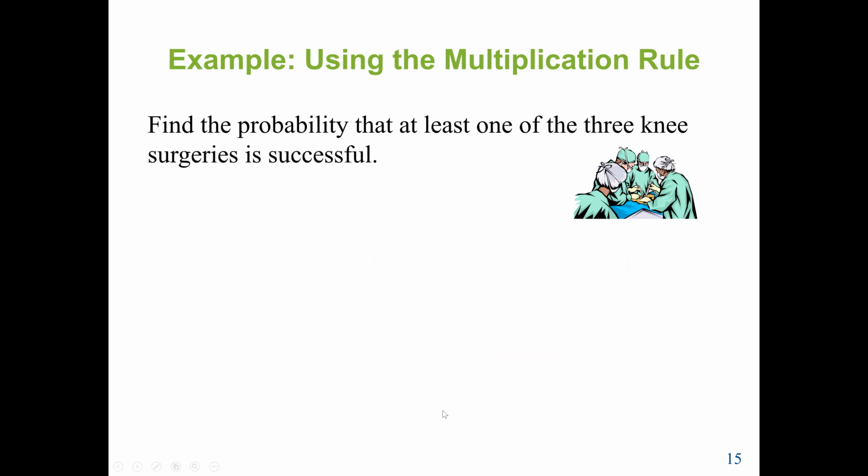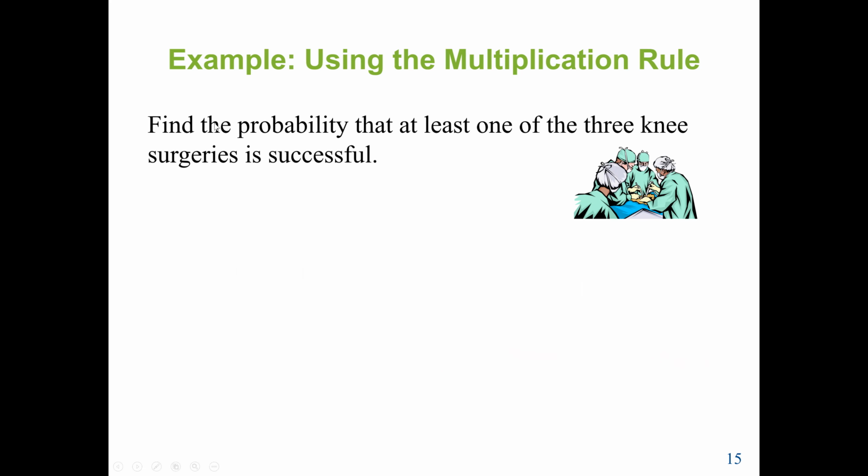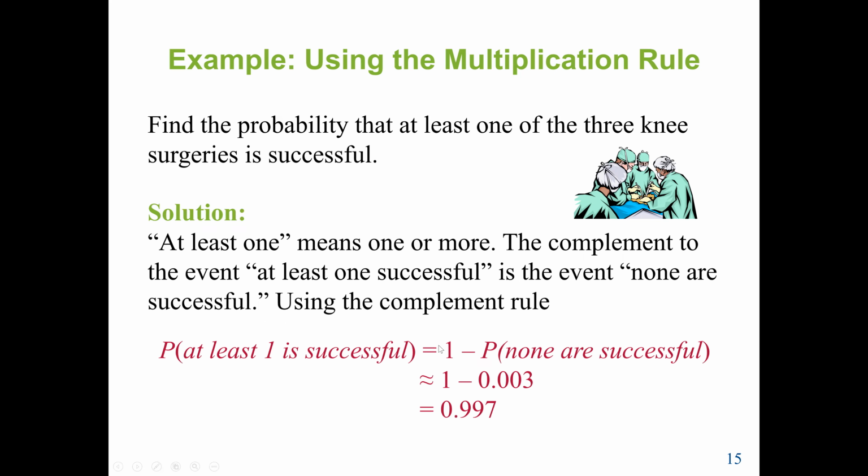Sorry, one more slide down. Yeah, so here we say the probability that none of the three surgeries is successful. The success is 0.85, so not successful will be 0.15, and there are three, so that gives us 0.003. So to find the probability that at least one of the three knee surgeries is successful, we subtract 0.003 from 1, because none are successful. Here we want at least one, which means all three can be possible. So that will give us 1 minus 0.003, which gives us 0.997.